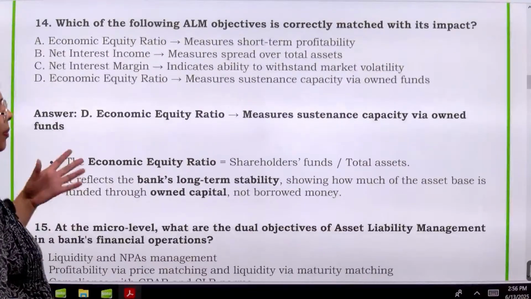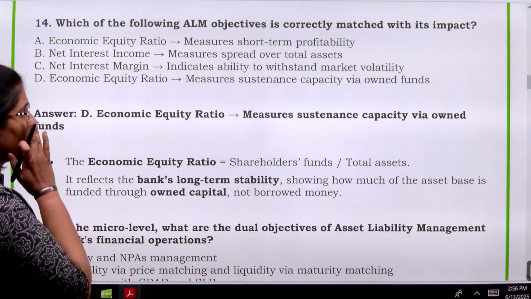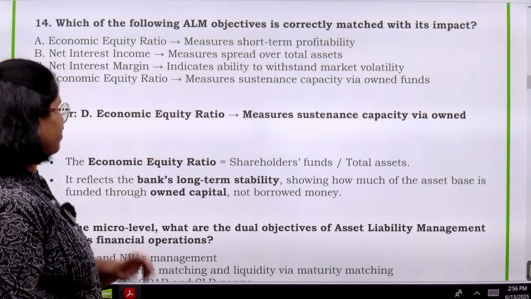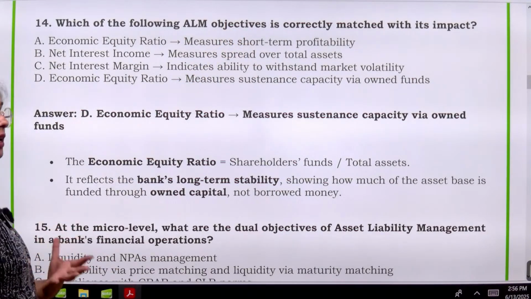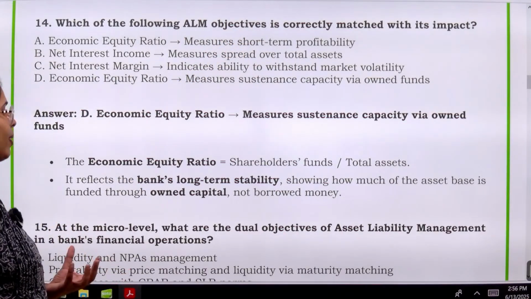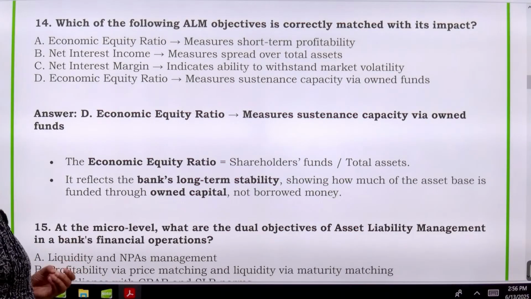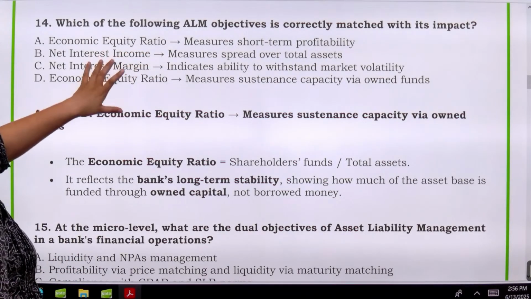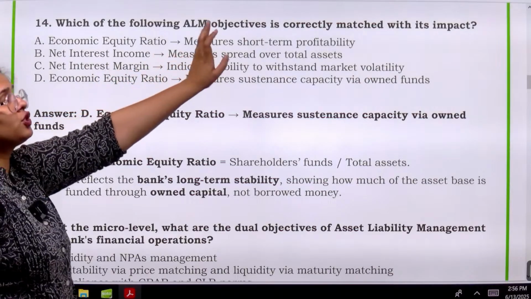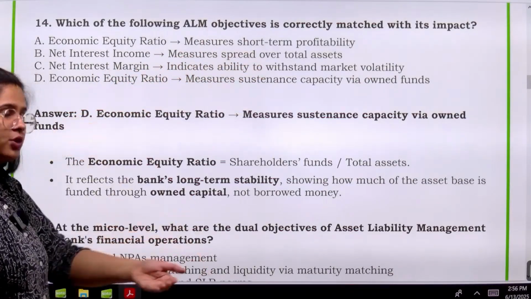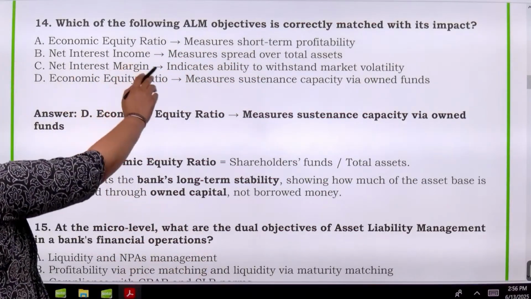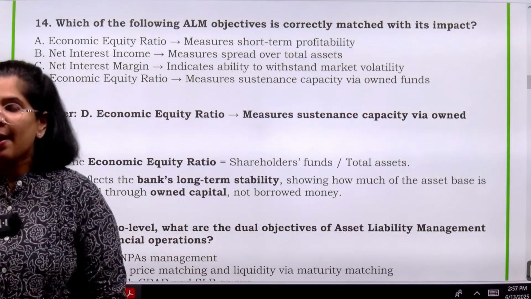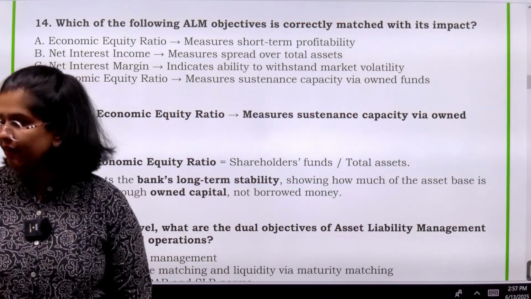So, over here economic equity ratio, the formula is going to be shareholders fund divided by total assets. So, it is not only about the short term profitability, right? Economic equity ratio tells you about the long term stability, right? And over here it has, what you can say, reversed. Net interest margin measures the spread which is there in comparison to total assets, whereas net interest income indicates ability to withstand the market volatility. That means the amount of spread that you are having. Okay.